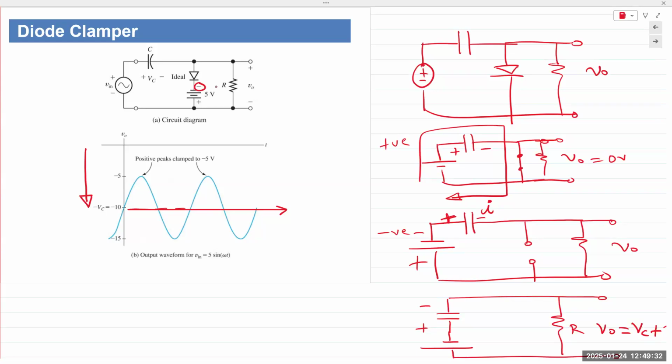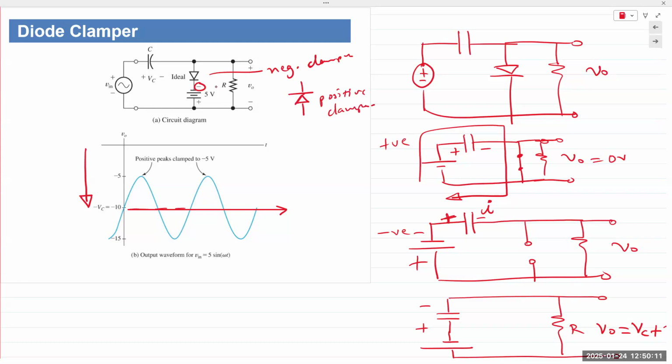It's only the ground level of the waveform that is shifted from 0 either to a positive level or to a negative level. Depending on where and how you connect your diode, if you flip the diode, meaning the anode and cathode terminals are flipped, then it'll be a positive level. In this circuit, we have a negative clamper. If you flip the diode, you'd have a positive clamper.